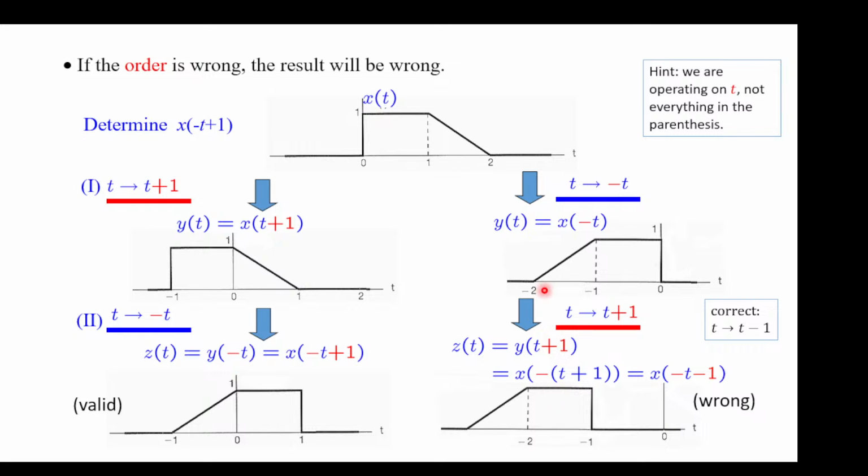And I think we have a hint here. If you want to figure out what ordering is correct, you need to remember that what you're operating on is t. We add a plus 1 to t, then we add a minus sign to t. All these operations are operating on t. It's not operating on everything inside the parentheses. So we are adding things to t. That's how I remember things. Okay, and I guess we can check.